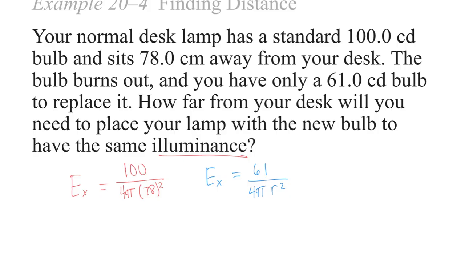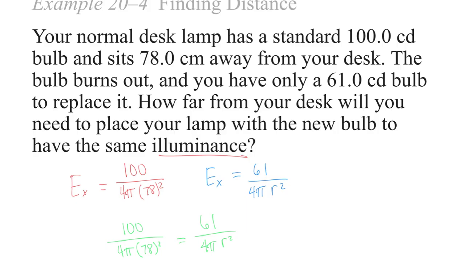Okay? So basic algebra is, if it's the same, I can set them equal to each other. So I can say, this 100 over 4 pi 78 squared should equal the 61 over 4 pi times however close or far away I have to set that particular lamp so that the brightness is the same. The illuminance, what it's shining on, is the same. So a couple things about solving for that R. The R is in the denominator, but we have equivalent ratios, so we can just flip both sides.